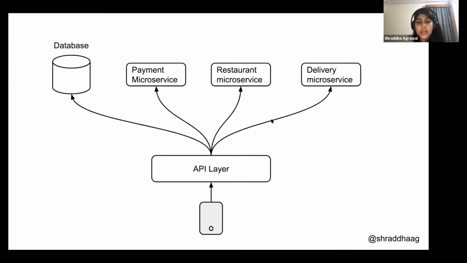There are a lot of problems with this approach. Let's say one of these API calls fails. In that case, the order would be stuck, or if the API layer itself fails or restarts in the middle of an order while an order is being processed, that will be a complex problem to solve.